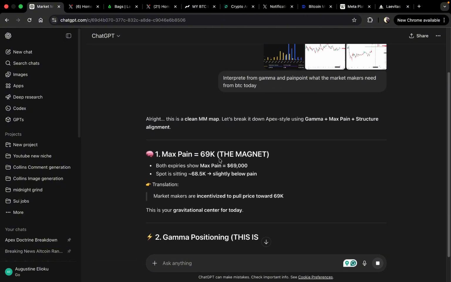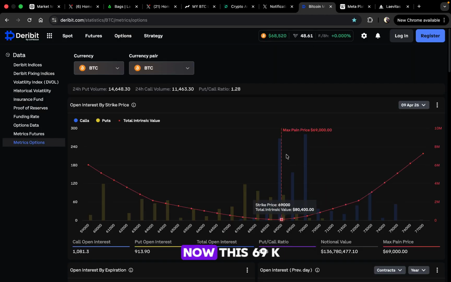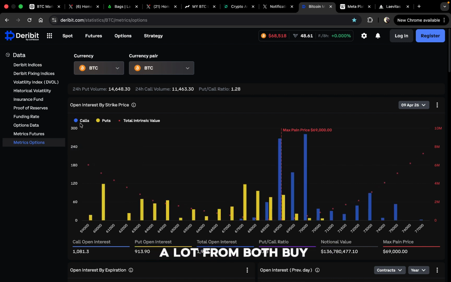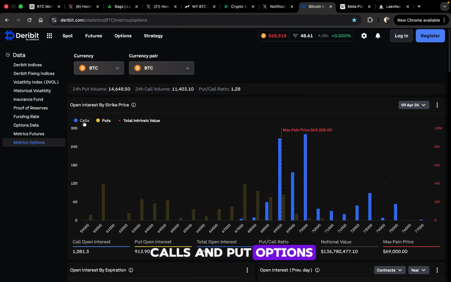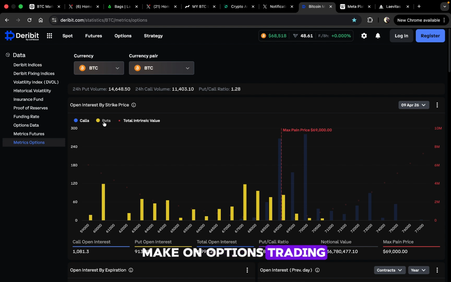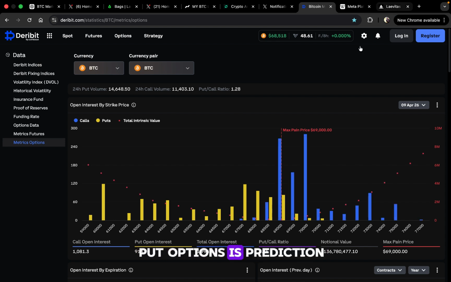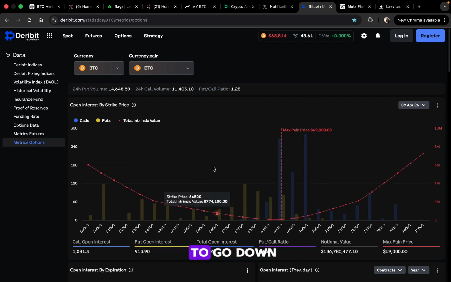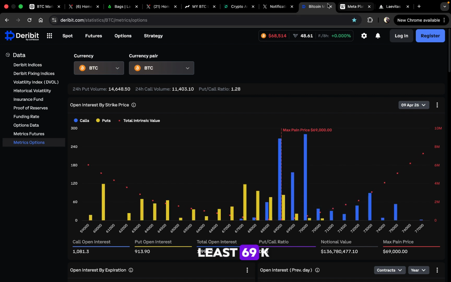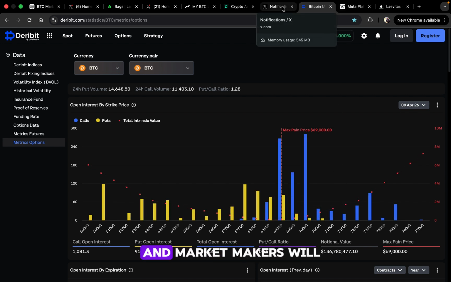Now, max pain 69k, the magnet. This 69k you see here is a price where, if the price of Bitcoin is around or close to 69k, market makers will profit a lot from both call and put options. A call option is the prediction people make on options trading that the market is going to go up. A put option is the prediction that the market is going to go down. So if it's at this 69k, both of them will be losing money and market makers will be happy. So they like to pin price around this place.